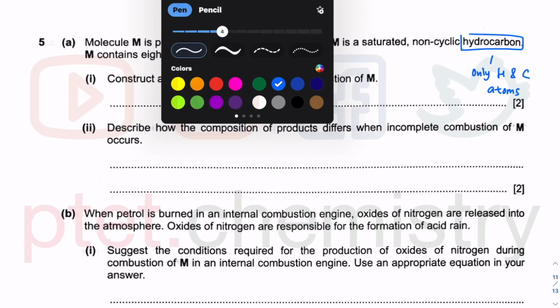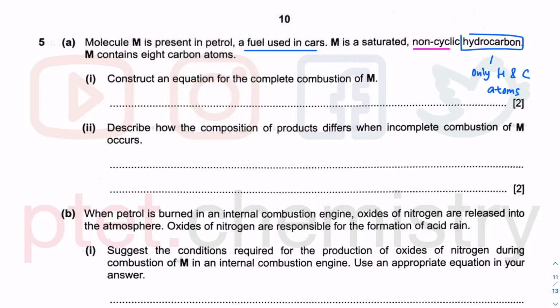So the second information is it is non-cyclic. So it's a straight chain. Basically, it couldn't be... well, it's non-cyclic, that's what it means. I don't want to say it's not branched because it could be branched as long as it's non-cyclic.